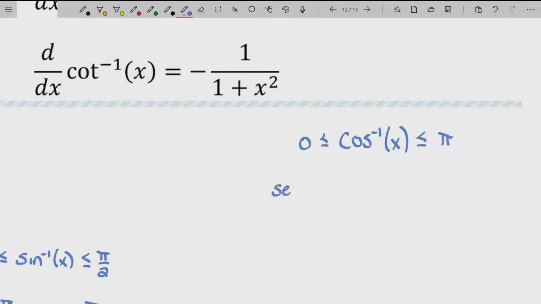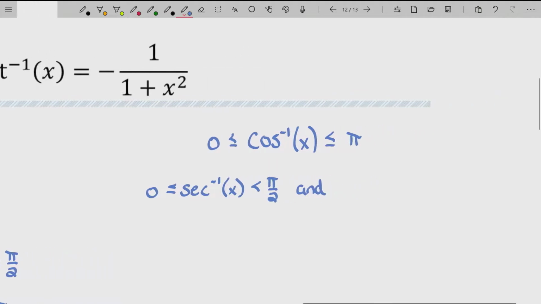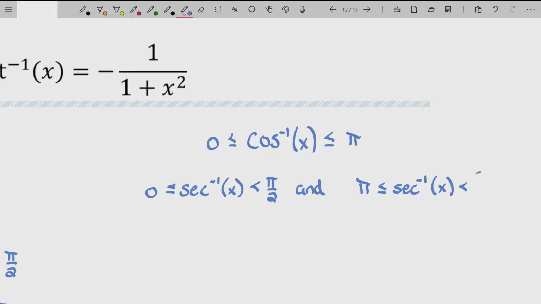But I will go ahead and just state it right here. The secant inverse returns an angle from 0 to pi over 2, not including pi over 2, and an angle between pi and 3 pi over 2.